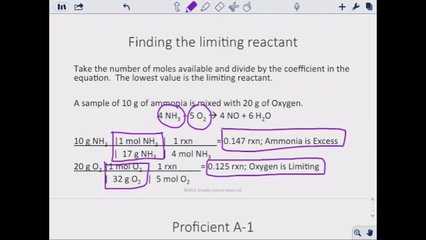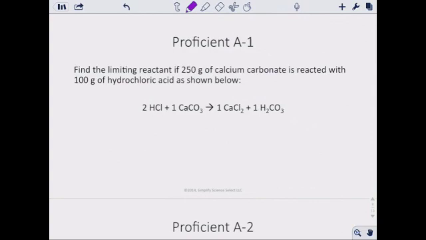So let's look at an example. It says find the limiting reactant if 250 grams of calcium carbonate is reacted with 100 grams of hydrochloric acid as shown below. Here's our calcium carbonate, here is our hydrochloric acid. So when we do this, we go ahead and start here. Remember, we have to get them to moles because we have to be able to compare apples to apples. We cannot compare anything else. We've got to compare in moles.